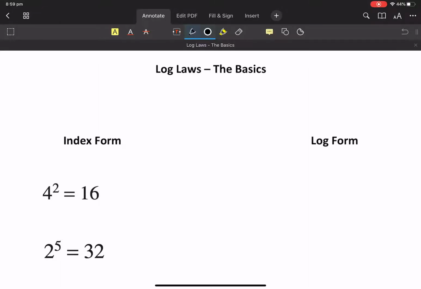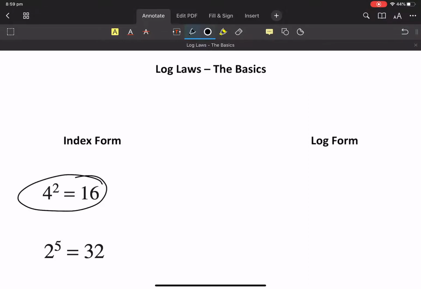Welcome to Logarithms. Let's just start with the basics. We all know that 4 squared is 16, so there's a relationship between the 4 and the 16 and the 2. Here we say 4 is the base, 2 is the power. I guess 16 is the answer, but 4 is the base.